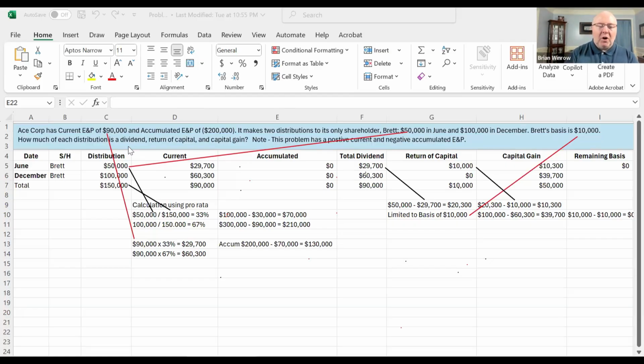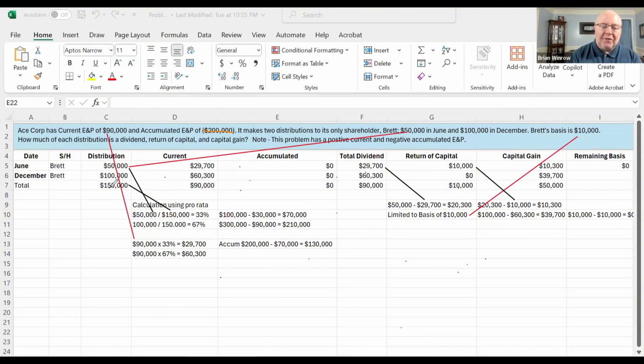All right. So we know that on this problem, we only deal with current. We're not dealing with our accumulated because we're not netting these out. So we have $90,000. So how do we determine how much to apportion for our $90,000 on each distribution? Well, it tells us that we had a $50,000 distribution in June and $100,000 in December. So we have 150,000 total distribution.